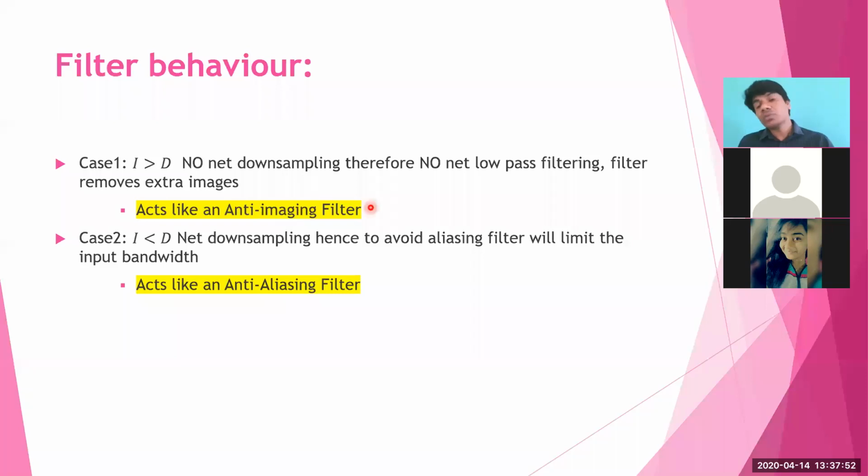Conversely, if I is less than D, that means the decimation is predominant over the interpolation. That means more downsampling is happening than upsampling. So there we need an anti-aliasing filter. So it basically acts like an anti-aliasing filter when I is less than D, right?